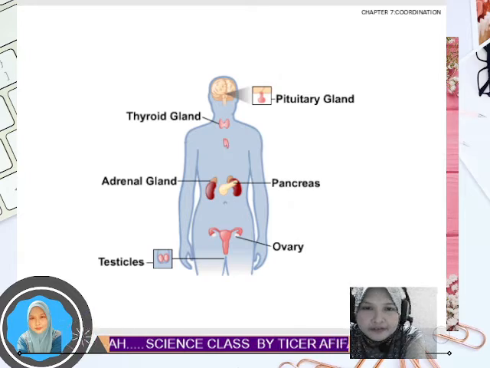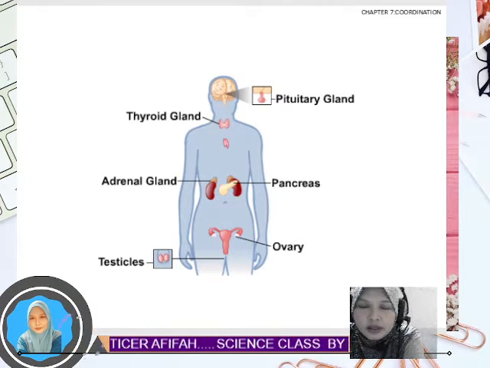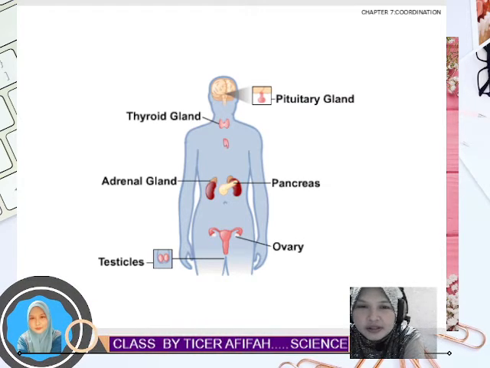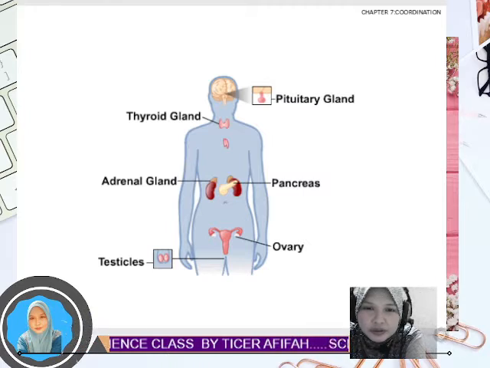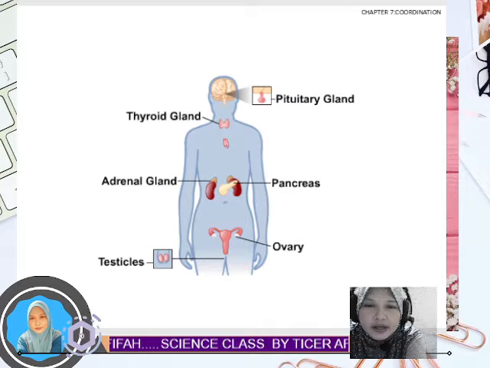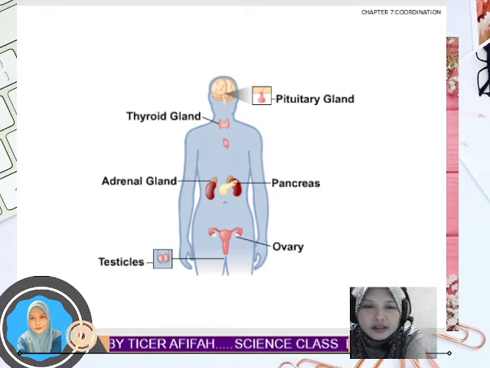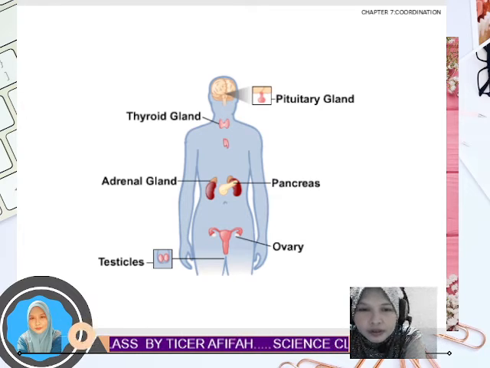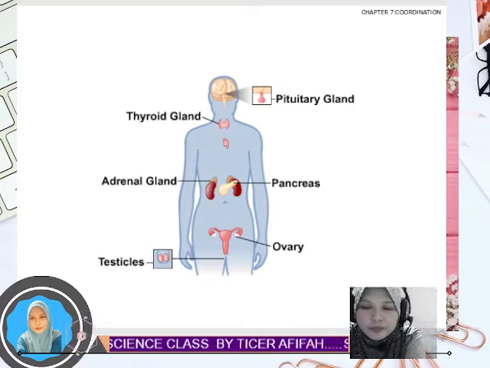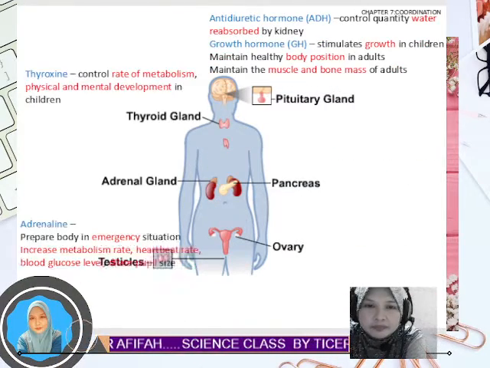Okay, now we have 7 types of endocrine gland. The master gland is the pituitary gland. The thyroid gland is situated at your neck, around the trachea. The adrenal gland is above the kidney, then the pancreas, and 2 reproductive organs, which are the ovary and testes. We look at the hormones secreted by these glands.